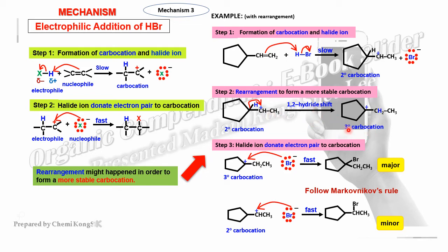Since it forms the tertiary carbocation, we can continue to step 3. The halide ion donates an electron pair to the carbocation in order to form a haloalkane. In this case, it's a fast step. The bromide ion donates a lone pair to this tertiary carbocation and then forms the major product. If we didn't do the rearrangement, if we stick to the first one, this would form the minor product. Don't forget to write down fast for step 2 or step 3, and then step 1 is the slow step.